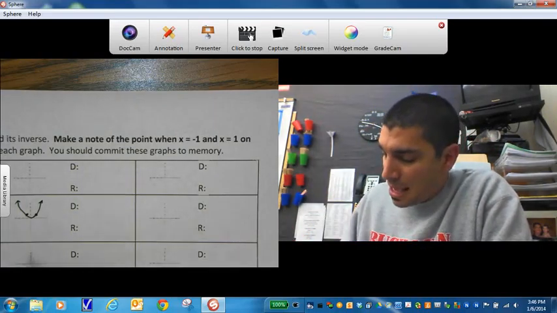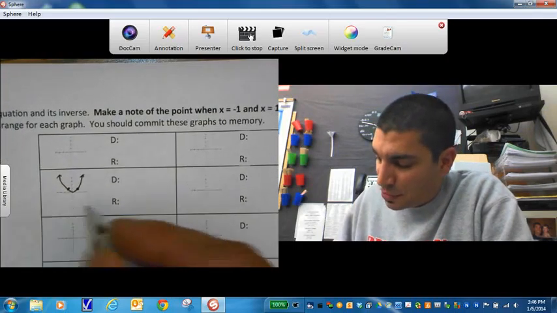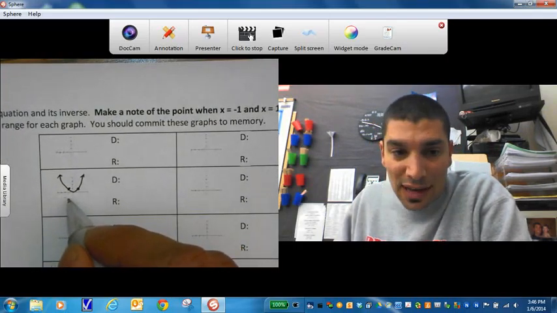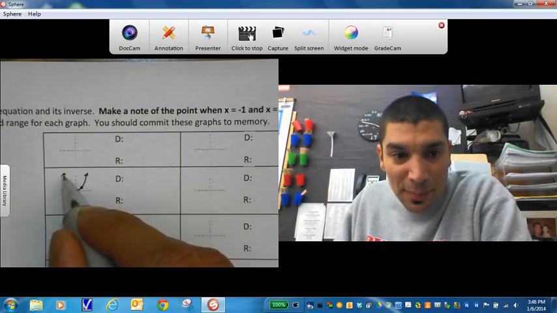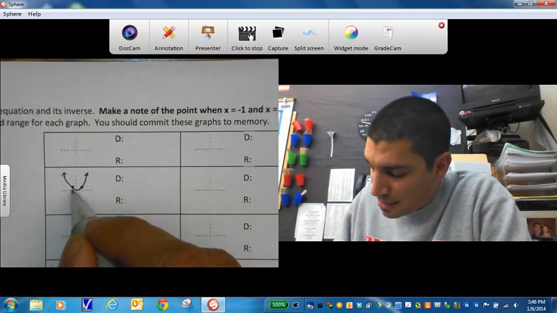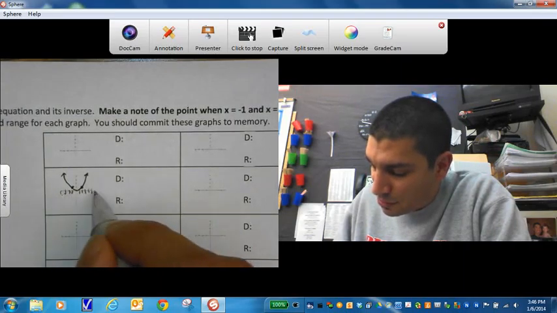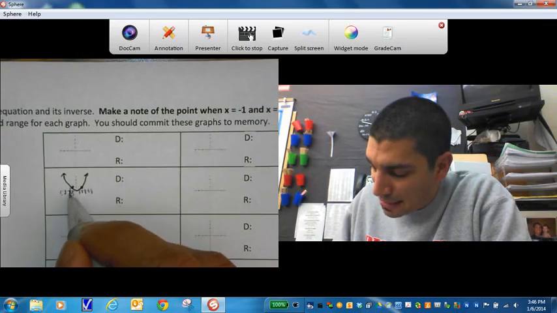Okay? And then it's going to ask me, what's the domain? The domain is what are our x values? What can I plug in for x? And since this goes up and to the left forever, these are my x values. Domain is my x values. I have an x here, and I have all these x's.